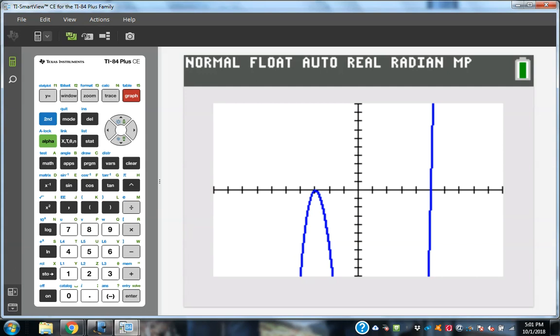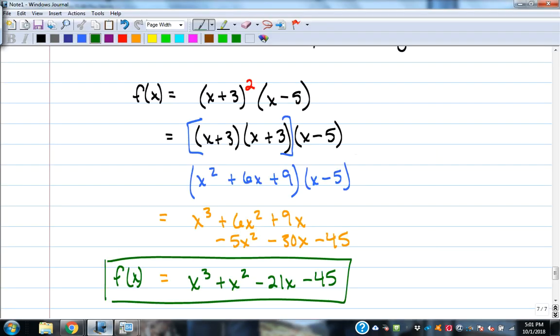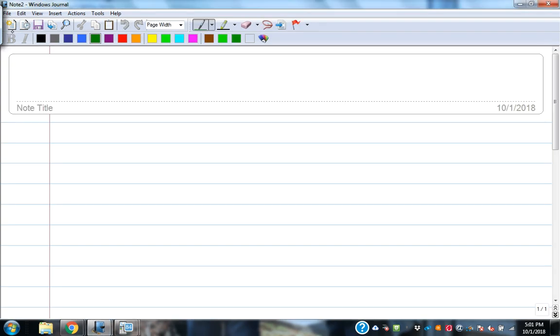All right. There's section 1. Let's get into sections 2 and 3. A lot of stuff tonight. 5.2. Real zeros of a polynomial.